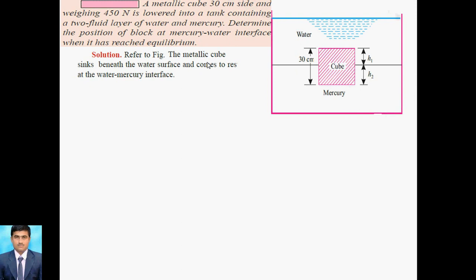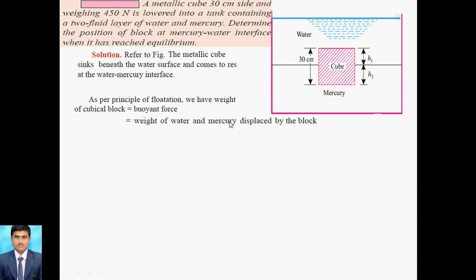Now we take the metallic cube, which comes into the water surface and rests on the mercury. First of all, we know the flotation principle: the weight of the cubical block is equal to the buoyant force. That is the weight of water and mercury displaced by the block. So this is regarding the buoyant force, because the block displaces the weight of water and mercury when we put it in. Now we go for the weight of the cube.